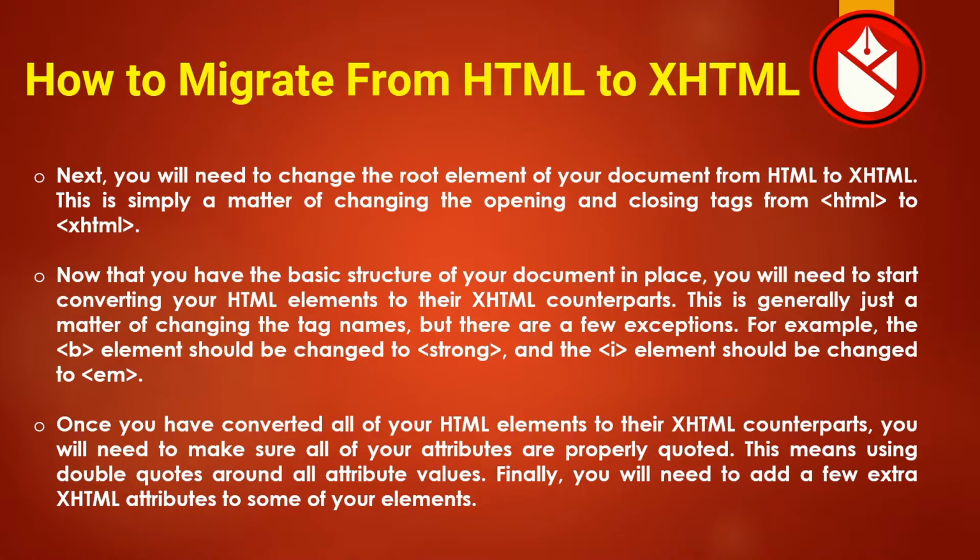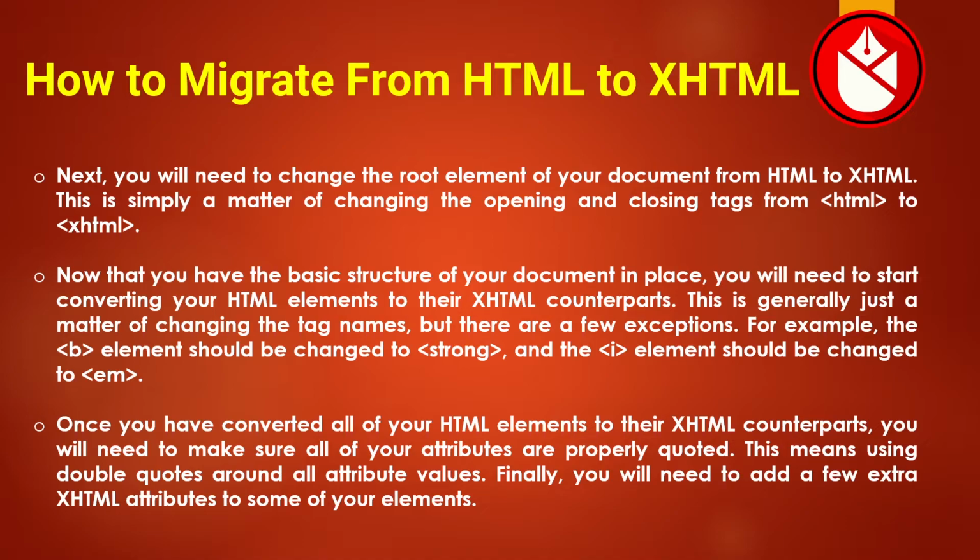Next, you will need to change the root element of your document from HTML to XHTML. This is simply a matter of changing the opening and closing tags from HTML to XHTML. Now that you have the basic structure of your document in place, you will need to start converting your HTML elements to their XHTML counterparts. This is generally just a matter of changing the tag names, but there are a few exceptions. For example, the B element should be changed to strong and the I element should be changed to EM.